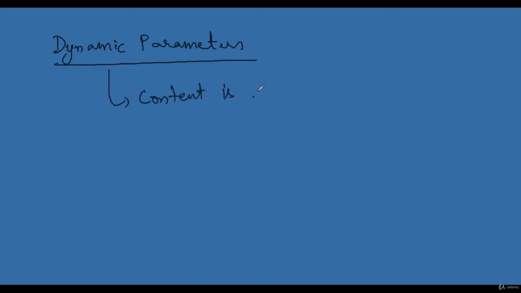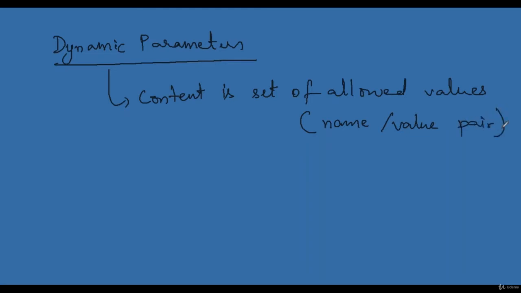In this section, we are going to discuss dynamic parameters. A dynamic parameter is one in which the content is nothing but a set of allowed values. It can be a specific name value pair. And these values are subject to change, which may depend on a specific user session.